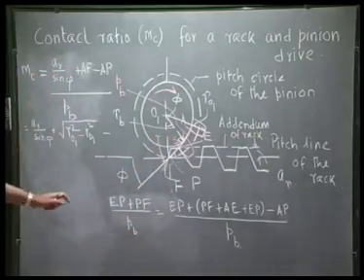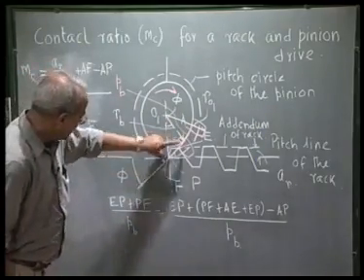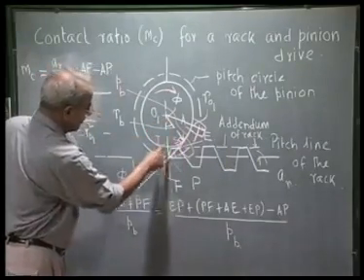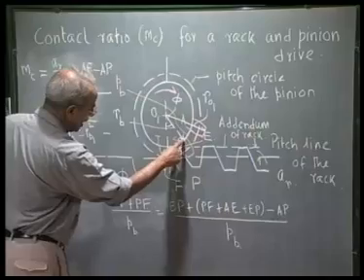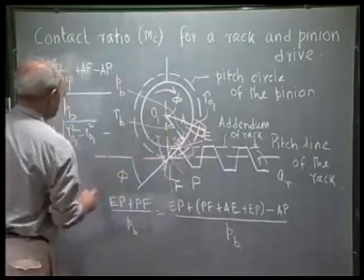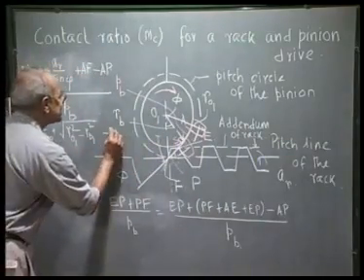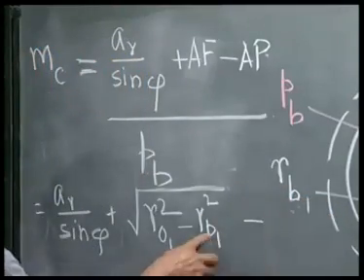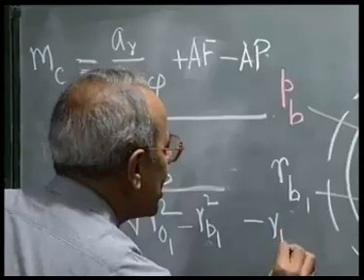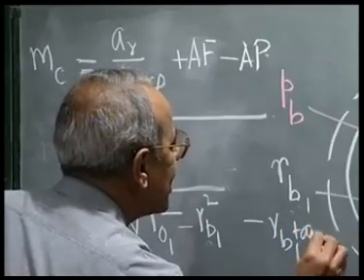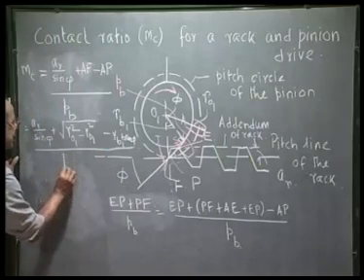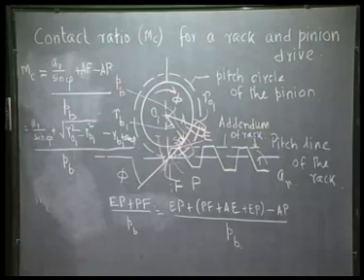AP is nothing but, this is phi and this is RB1. So AP is RB1 tan phi. Tan phi is AP by RB1. So AP is RB1 tan phi, divided by PB, for which I already wrote the expression.